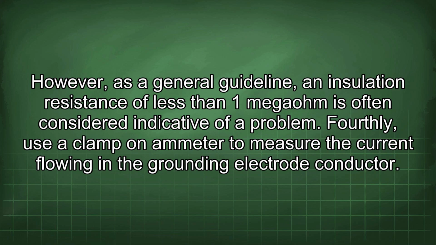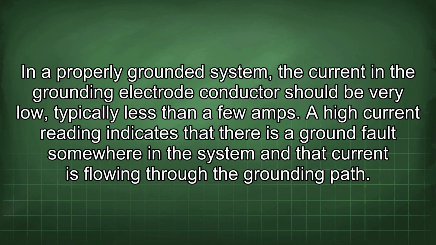Fourthly, use a clamp-on ammeter to measure the current flowing in the grounding electrode conductor. In a properly grounded system, the current in the grounding electrode conductor should be very low, typically less than a few amps. A high current reading indicates that there is a ground fault somewhere in the system and that current is flowing through the grounding path.